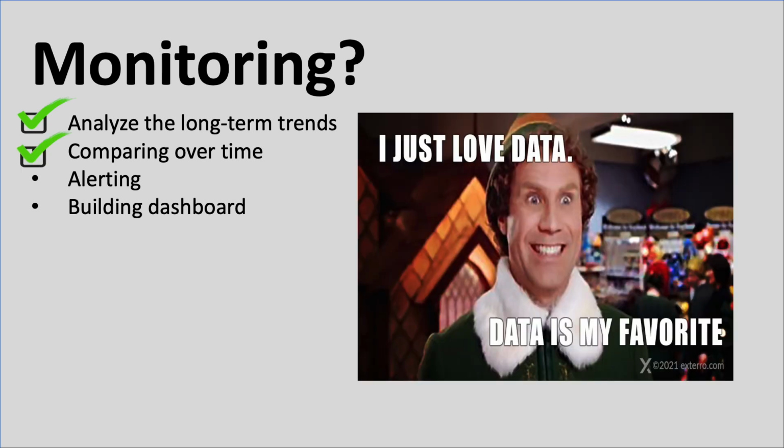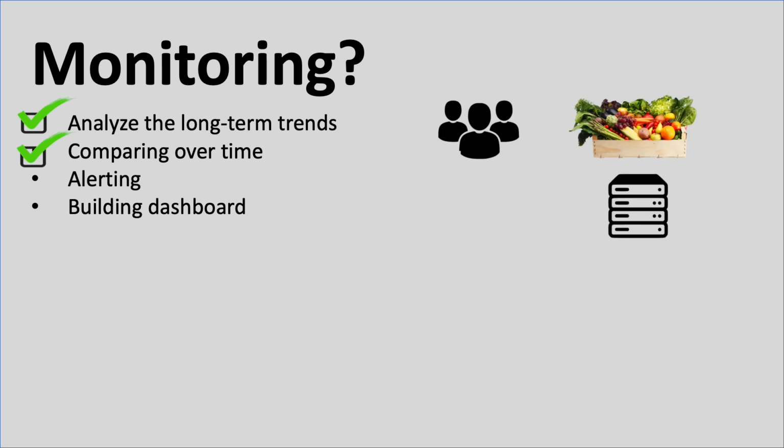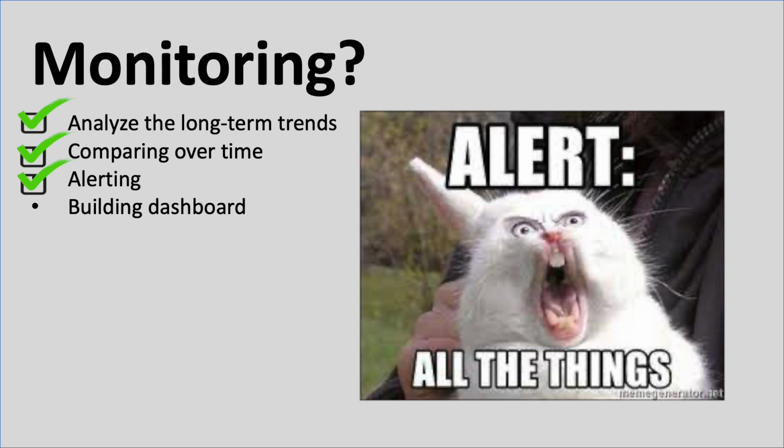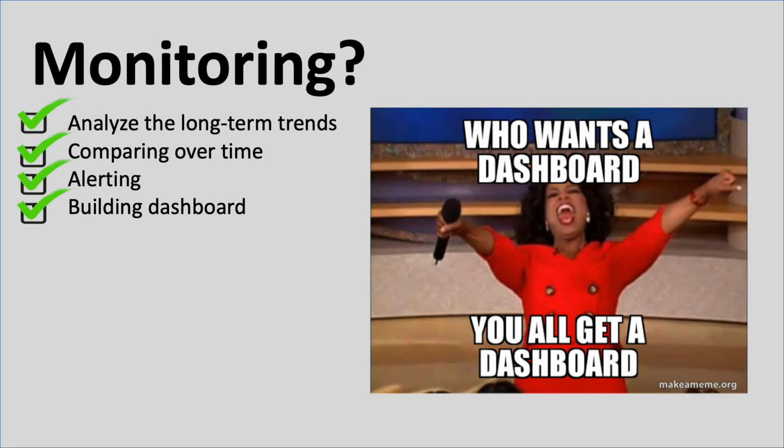Second, the accumulated data is powerful. For example, you're running a food market online store, and let's say there are 1,000 people logging into the website and you need 50 servers to accept them. How about 10,000? You already know the answer. Third, alert. If something is broken, somebody needs to fix it right now to reduce SLA. Last but not least, the best way to see how your system is running is to make a dashboard.